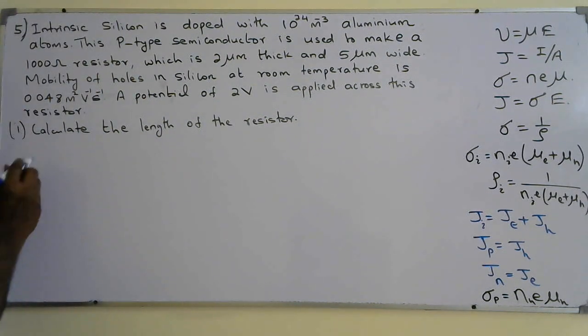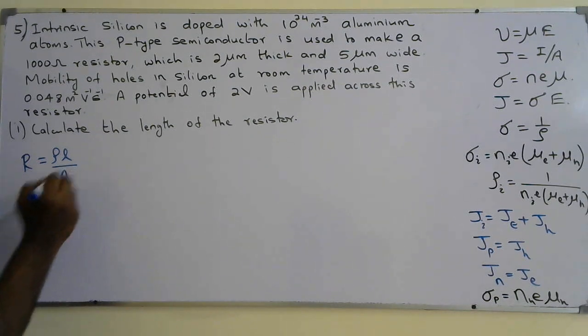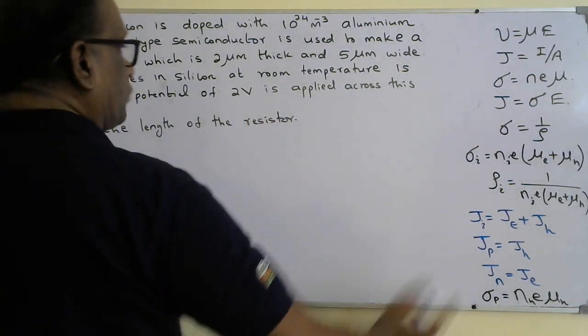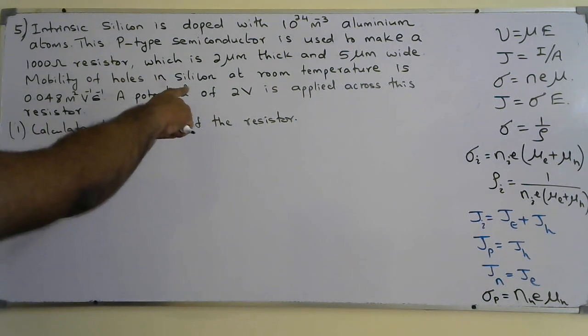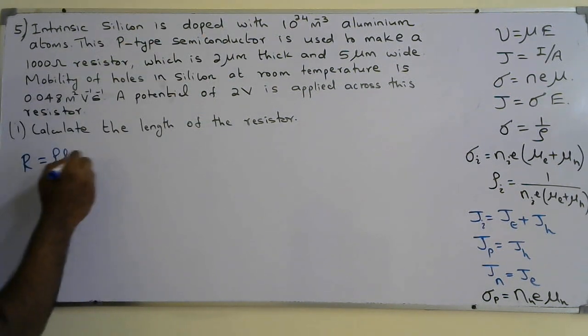So the answer for the first part: we know R equals rho L over A, and we know rho is equal to 1 over sigma. We already derived it here: sigma equals 1 over rho, or rho equals 1 over sigma. Here the given quantities are given, so we'll write this as R equals rho L over A.